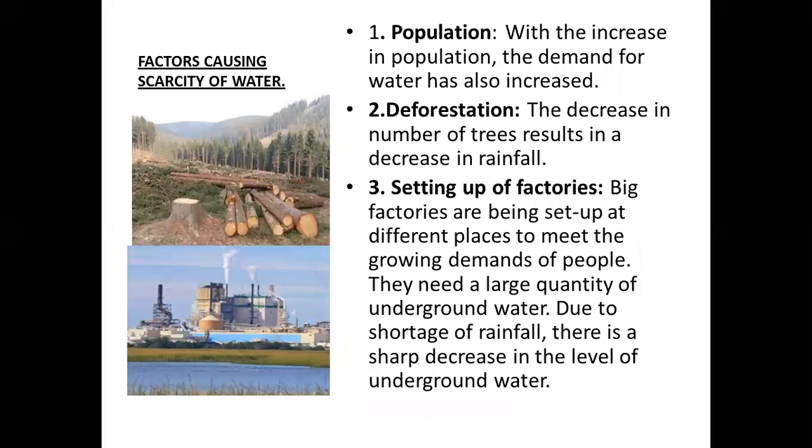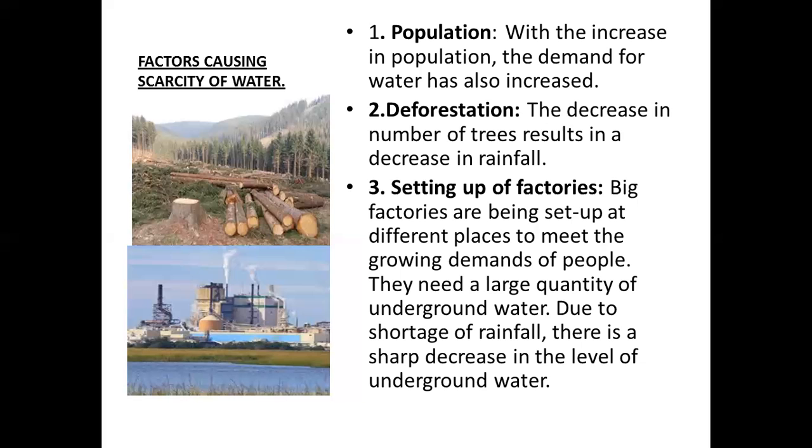The first one is population. With increase in population, the demand for water has also increased. That means the usage of water will become more with the increasing population. More people need more water, but the supply is not increasing. Only those ponds, those rivers, those lakes are present. The rivers, streams, and lakes are not increasing, but the demand for water has been increasing day to day. Supply is same, demand is more. Hence, the amount of water available for each person is decreasing. That is the first factor.